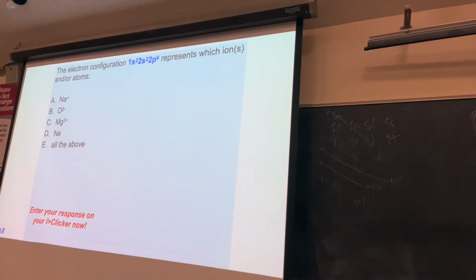Now this one's kind of interesting. It says the electron configuration 1s2, 2s2, 2p6 represents which of the following? All right? So first of all, for a neutral atom, what does this electron configuration represent?